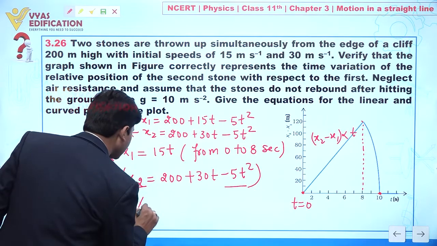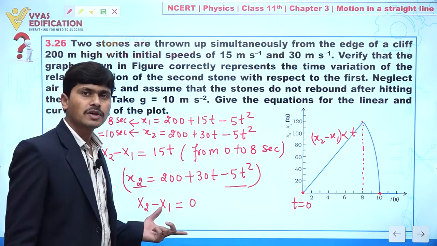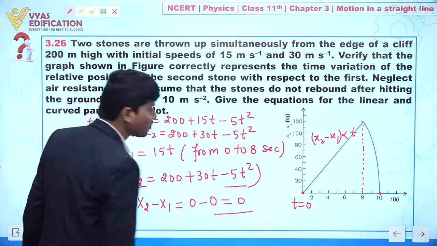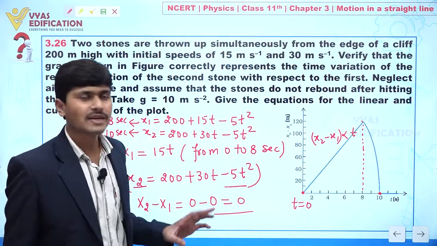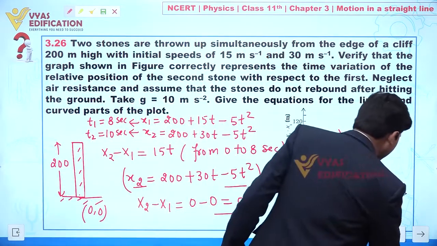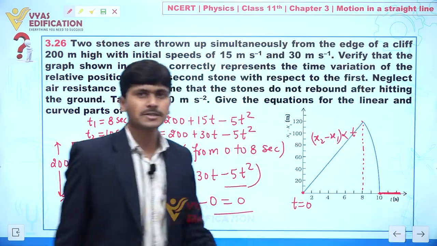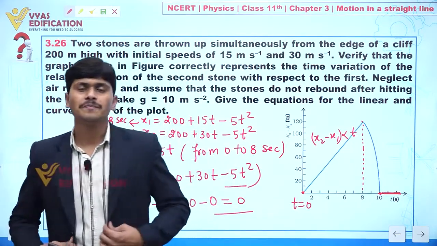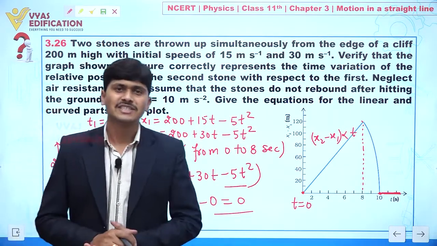So we can write like this, x2 minus x1, because the second stone also comes to ground, x1 is already on the ground, so this always comes out to be 0. It means x2 minus x1 now is not varying with time. That's why we are getting this constant in the graph. Clear? This is on the time axis. Yes or no? So it means the graph that is given to you is perfectly correct according to the given situation. Clear to everyone?